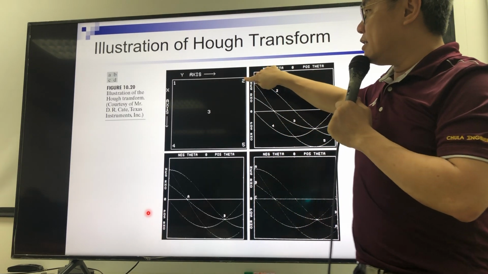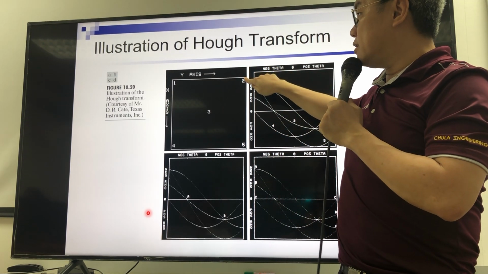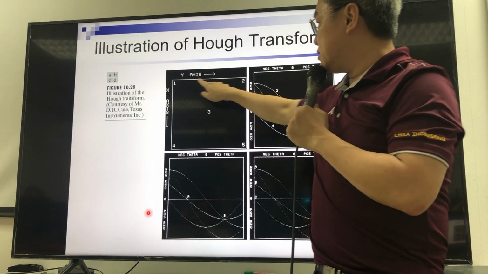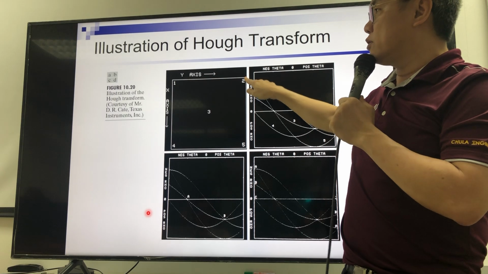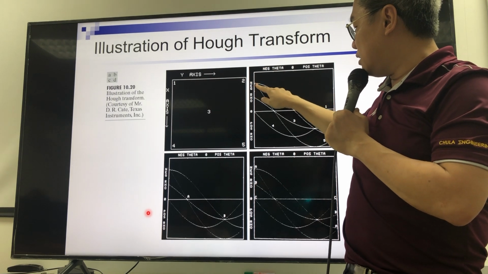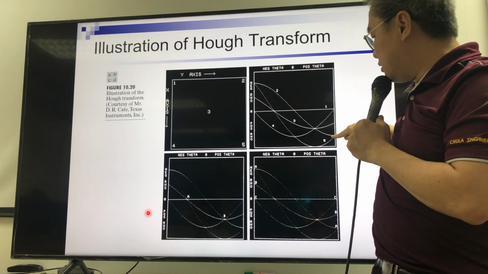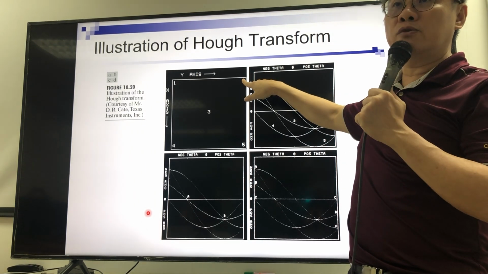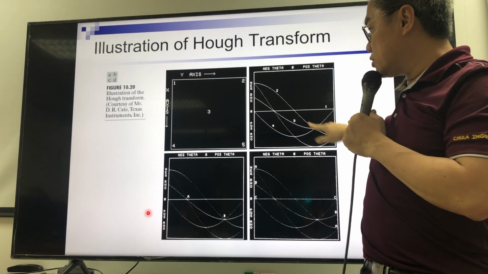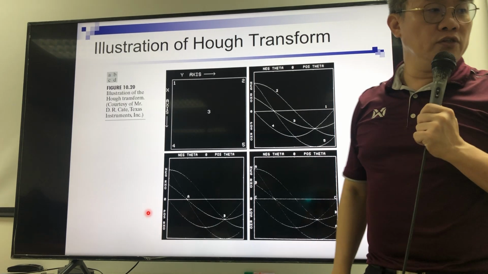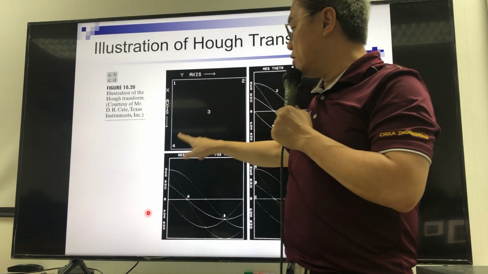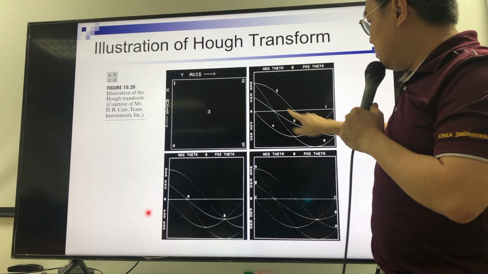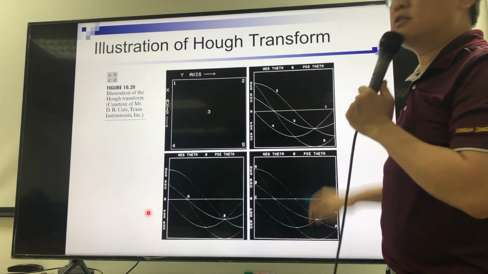Point 2 here is represented by what? Rho is this unit, right? So you put this 2 here, and you get the curve. This is the curve for point 2, sine and cosine. So you just put this value, this value, this value here, and you get a different line.